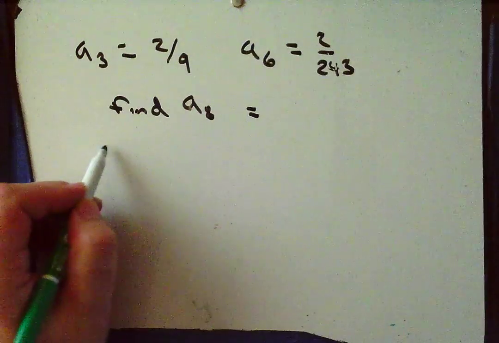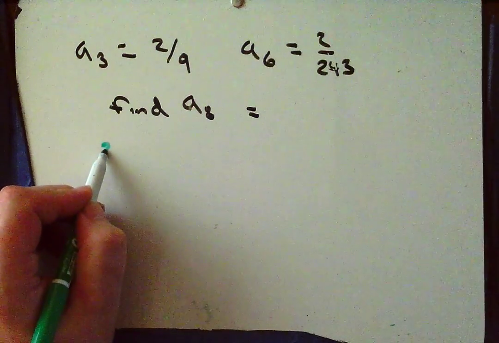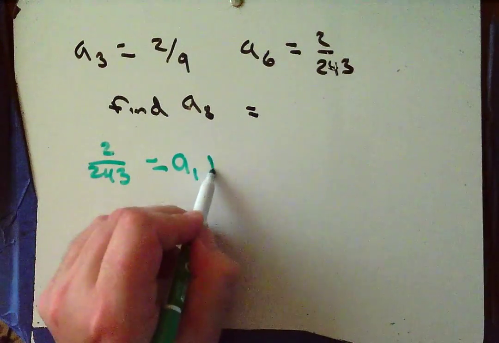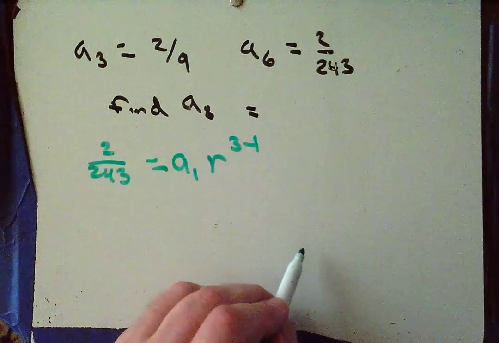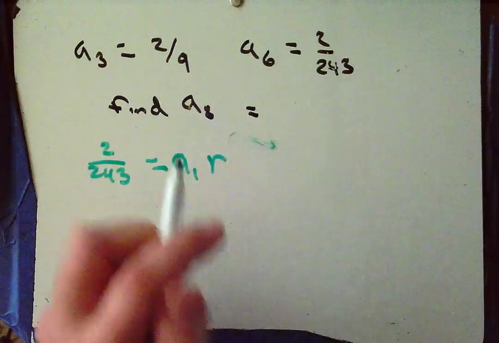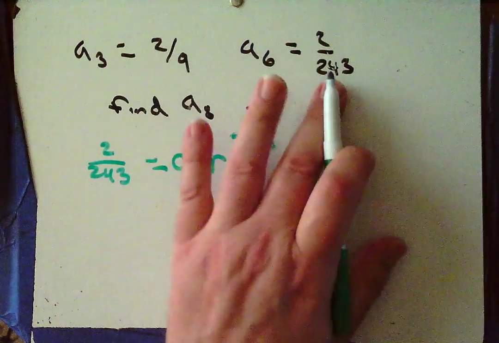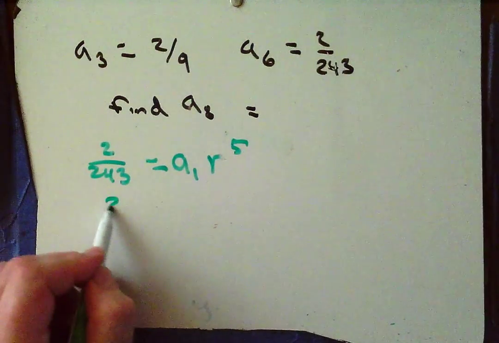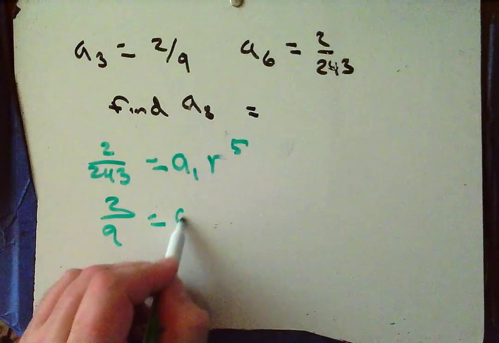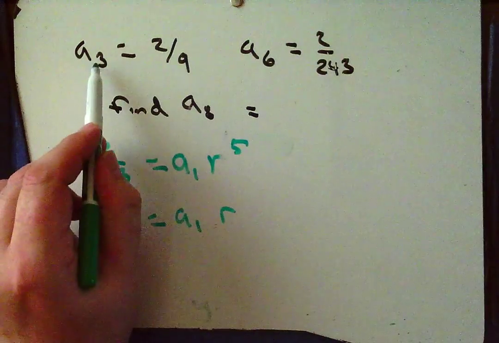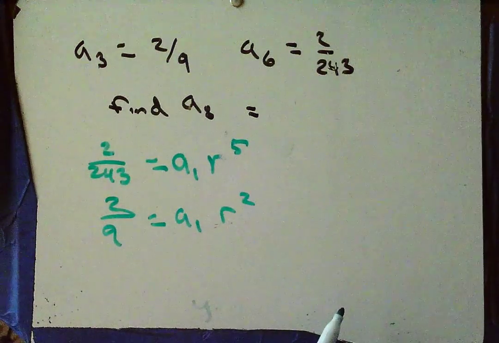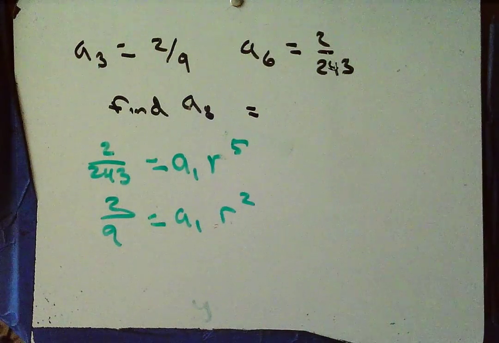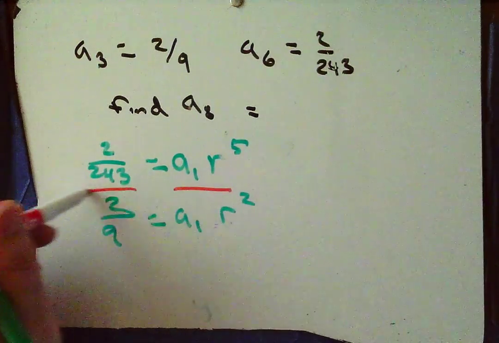Welcome back. So I'm going to do 2 over 243 equals a sub 1 r to the 6 minus 1, which is r to the 5th. I'm sorry, I put in the 6 there. So 6 minus 1 is 5. And then 2 over 9 equals a sub 1 r to the 3 minus 1, which is r squared. So I've got my two equations with two unknowns. I'm going to divide one equation by the other.